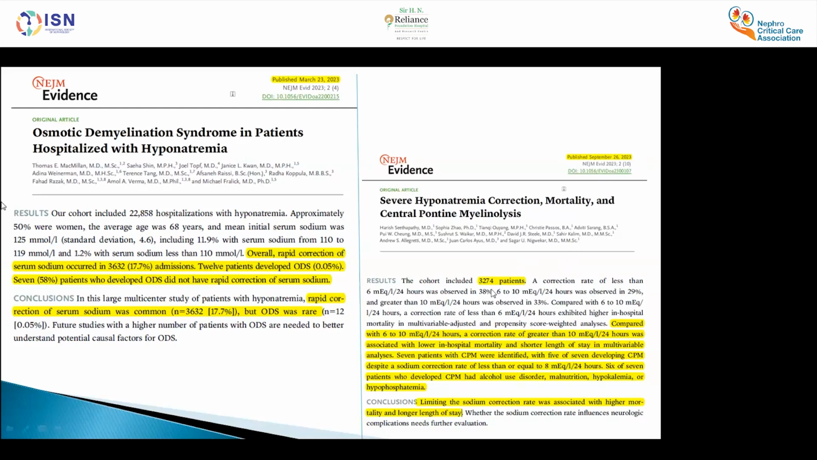So they have included 3,274 patients, and then distributed them into 3 groups by correction rate: less than 6 milliequivalent, then 6 to 10, and more than 10.